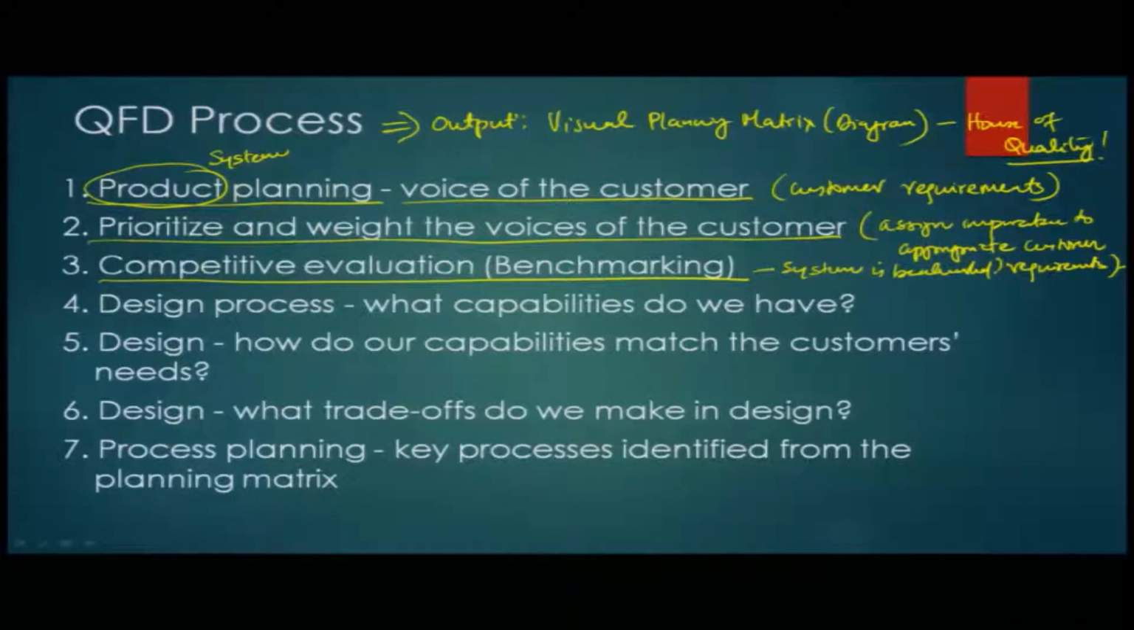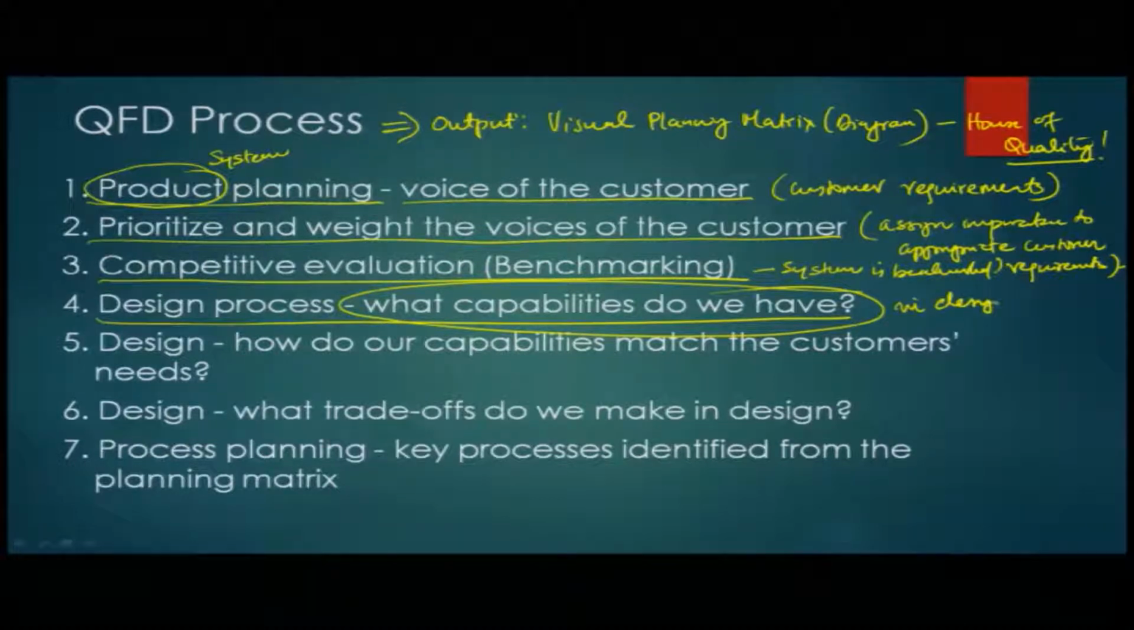Then we move into the development of the design, or you look at the design of the system, where the primary question is: what capabilities do we have in designing and developing the system? This is the most important question that we have to ask. Then, once you have established these are the capabilities we have, and we do not have these capabilities, the obvious question is, do we need to build these capabilities, or do we need to do something else?